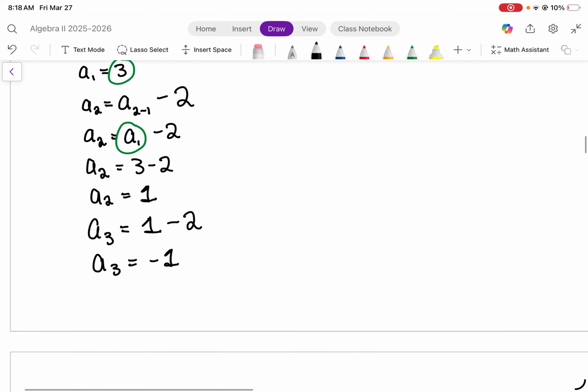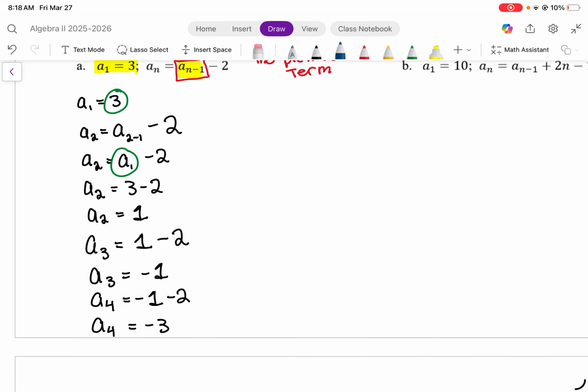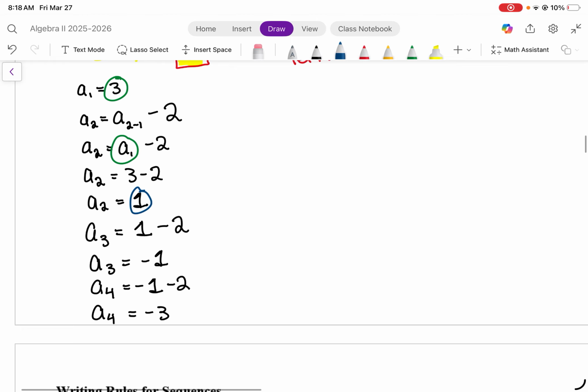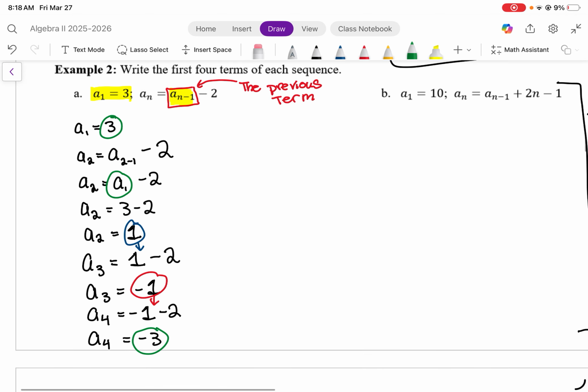Now we can find a sub 4, which again starts with the previous term, negative 1, minus 2. A sub 4 is going to equal negative 3. So you can see every time we just took that previous term and then we subtracted 2 from it to get the next term. And that is what a recursive rule is. It's telling you what change is occurring to get to the next term. All right, so I would recommend pausing and trying example B on your own, and then pressing play to see if you got it correct.